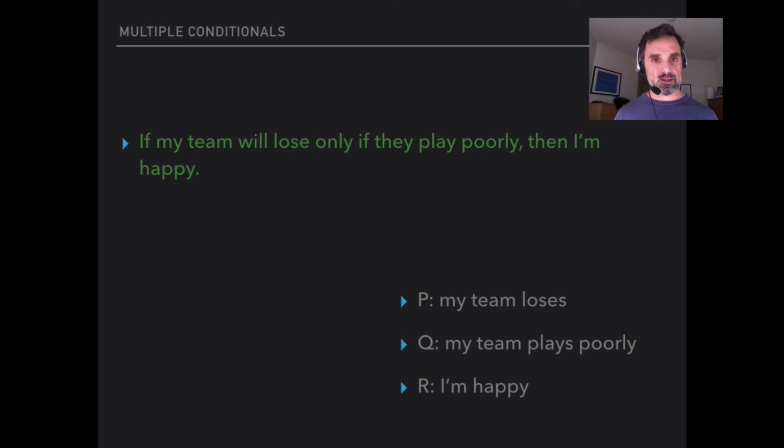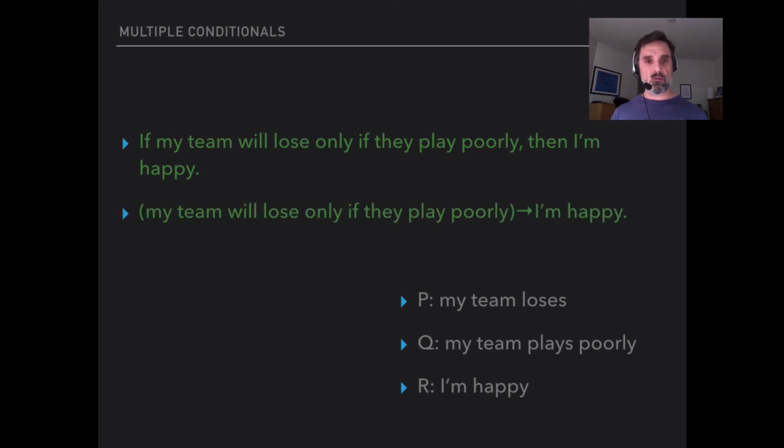Let's look at the other sentence. If my team will lose only if they play poorly, then I'm happy. Okay, so we have this if at the beginning, and that hooks onto my team will lose only if they play poorly, and then we have the then, and the then hooks onto I'm happy. So we have an if, blah, blah, blah, play poorly, comma, then I'm happy. So my team, all the way to play poorly, that's what the first if attaches to. The if attaches to the antecedent, so we have my team will lose only if they play poorly, arrow, I'm happy. Okay, so now let's look at the antecedent.